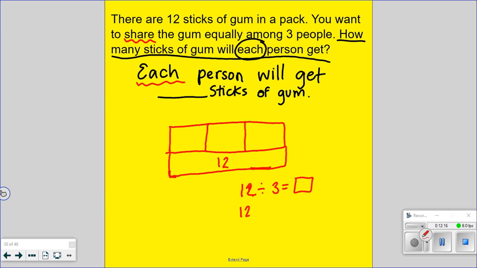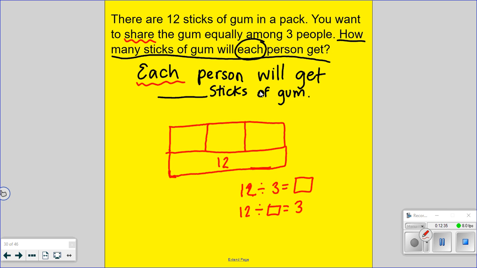12 divided by box equals 3. I can do that. I can say 12, giving out each individual piece gives me 3 groups. That'll work. Is there another equation I can write?